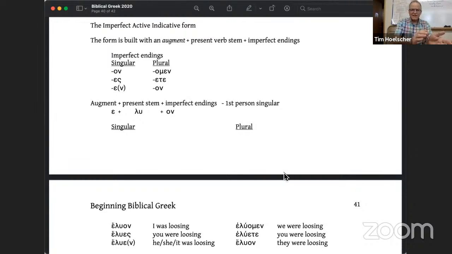So the imperfect is going to take the stem of the verb. You're going to add an augment to the beginning. We're going to talk about augments in a bit. And then you're going to add an imperfect ending. And so you simply have for the imperfect indicative active form 6 new endings: on, es, en, omen, ete, on. And out of those, 2 of them are the same endings that we actually have in the present active indicative, the omen and the ete.